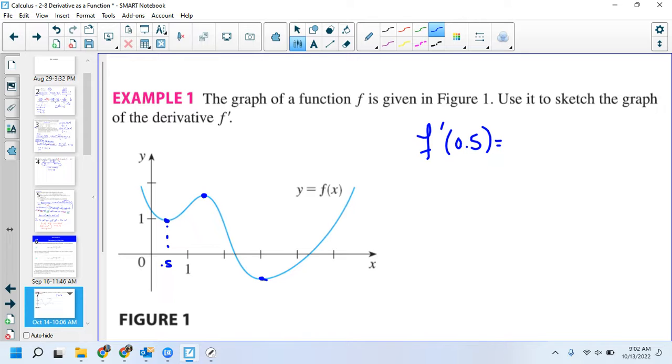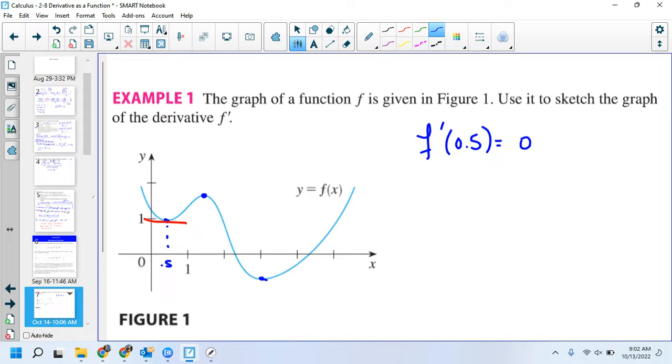That's 0, right? Not undefined. If I drew a tangent line right here, the slope of that tangent line, which I'll draw on here for the video, would be right there, right? So the slope of that line is 0. That just gave me a coordinate. I know on the graph of my derivative, I've got a coordinate 0.5 comma 0.